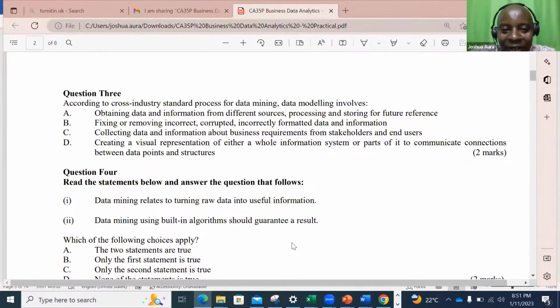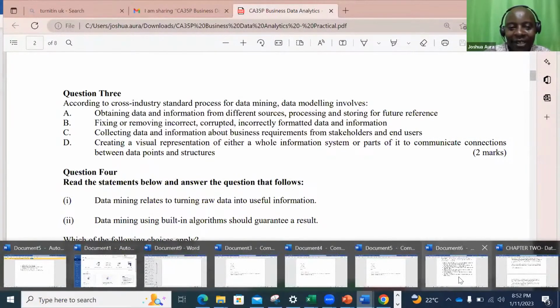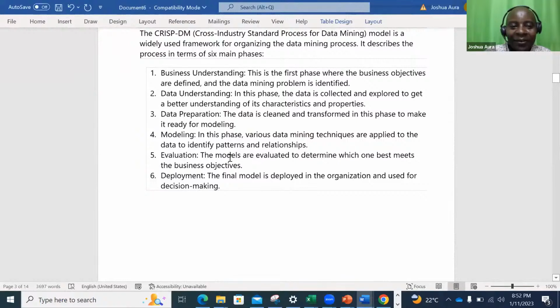Please go back to the notes kidogo, Salome. Okay, let me go back to the notes. I hope they'll be able to help you, Salome, to give us the correct answer. Now you should be able to see the correct answer now.